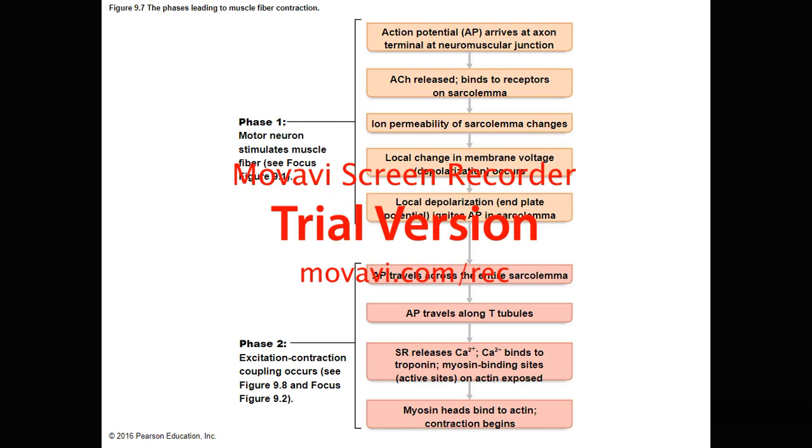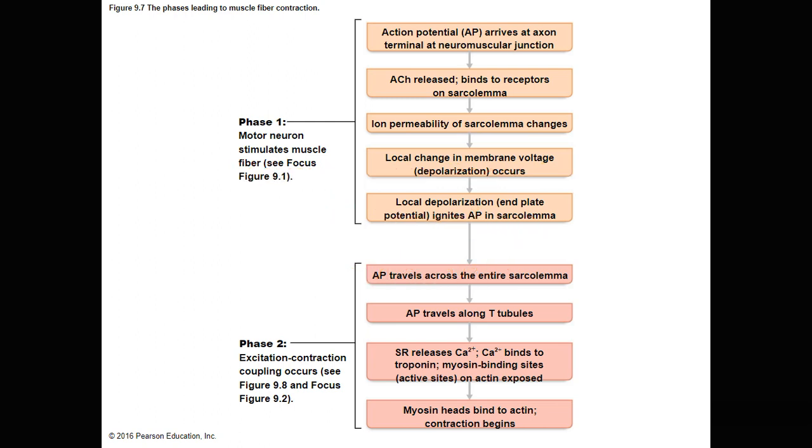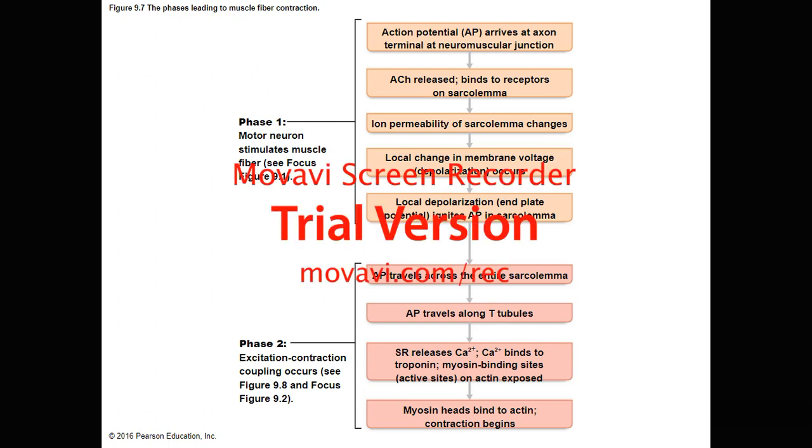opening ligand-gated ion channels, and voltage-gated ion channels, meaning a change in voltage causes the ion channel to open. That's going to allow sodium to rush in and potassium to rush out. That's going to cause a depolarization of the membrane.